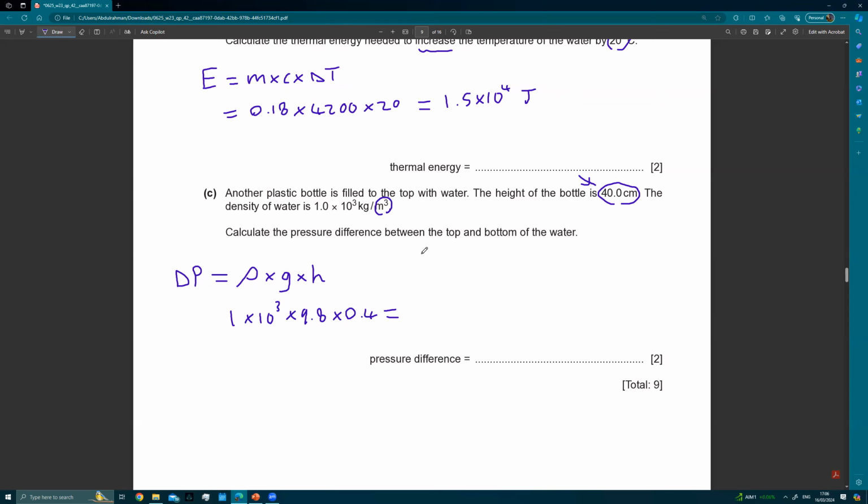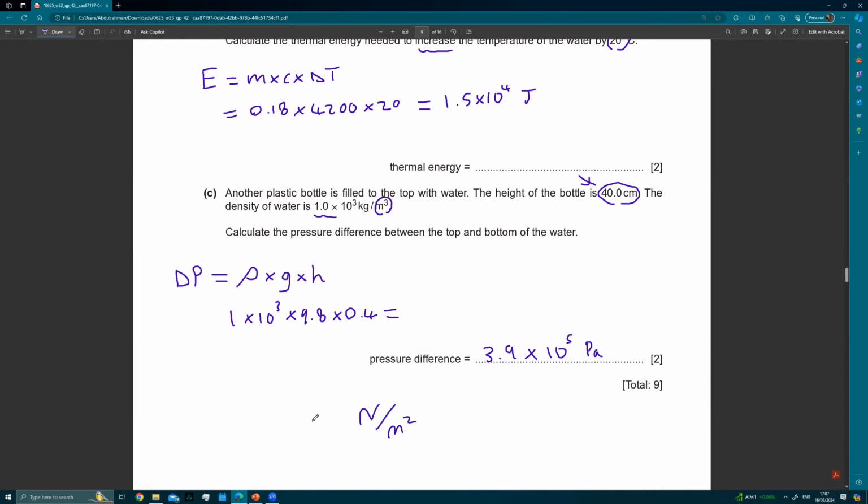If I put it in standard form, it will give me 3.9. I'm going to keep it in two significant figures just because this was given in two significant figures. So it's better to use the lowest number of significant figures given in the question, assuming it's not one significant figure. So 3.9 times 10 to the 5 pascals. Or if you want to use another unit, you could say newtons per meter squared.